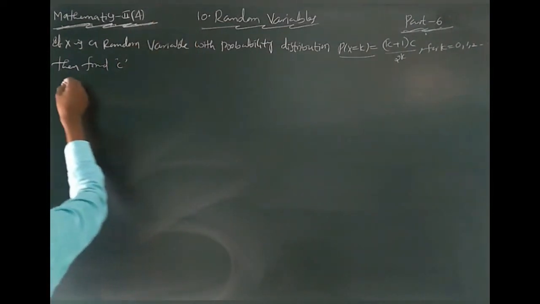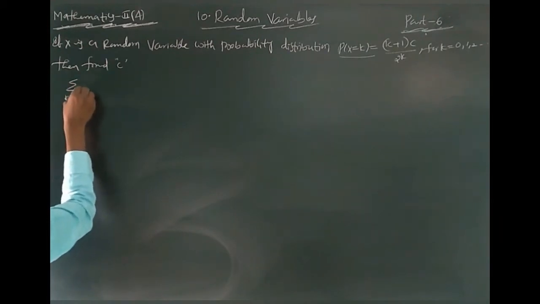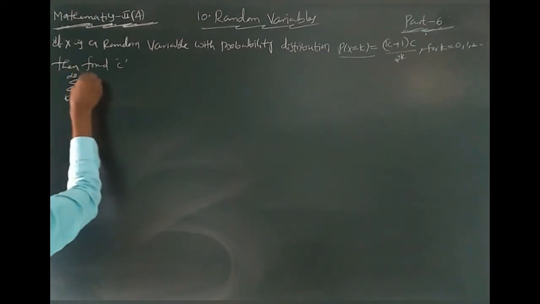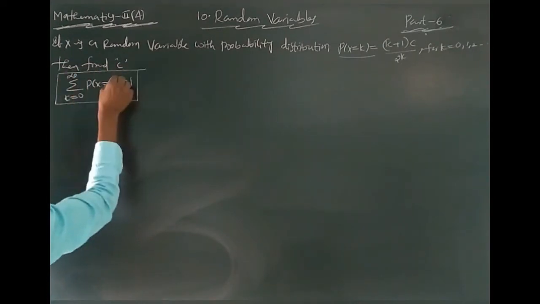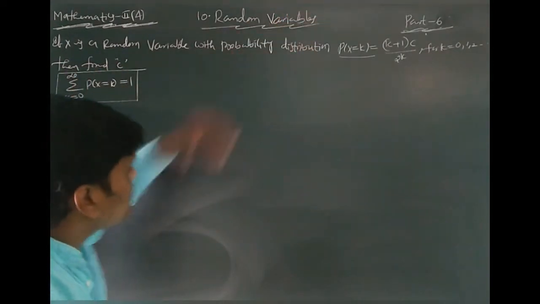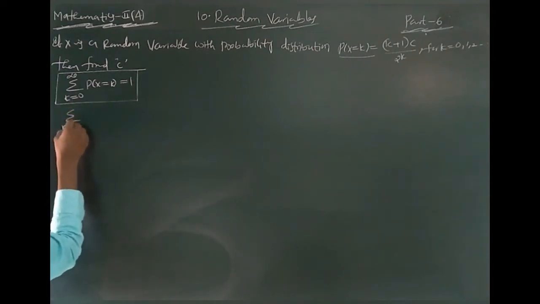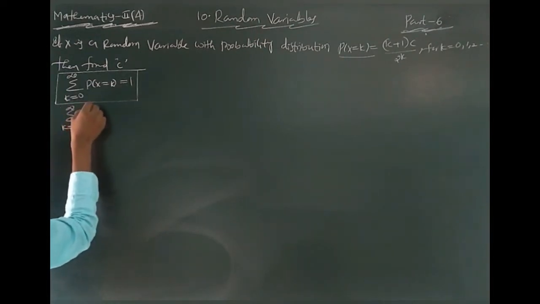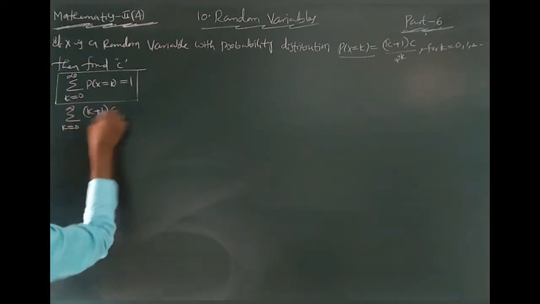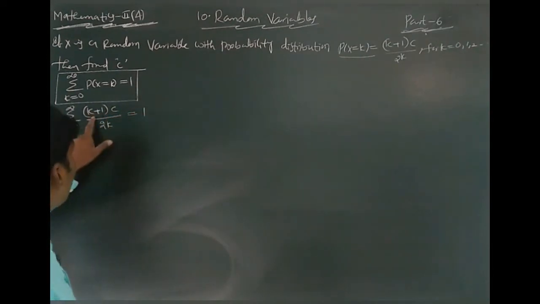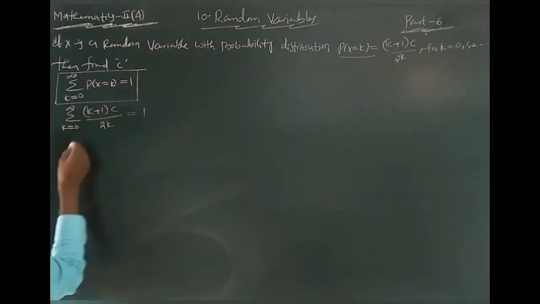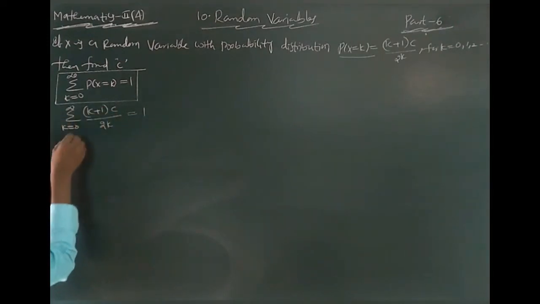Here in this probability function, total probability equals how much? Total probability equals 1. Sum of all probabilities equals 1. That's why you can write the summation of k equal to 0 to infinity of P of X equal to k, whose value is (k plus 1) into c by 2 power k. Here k value first you can write 0, then 0 plus 1. Here c is common.